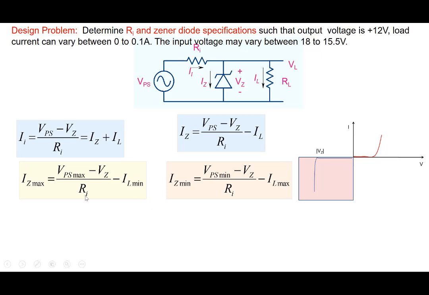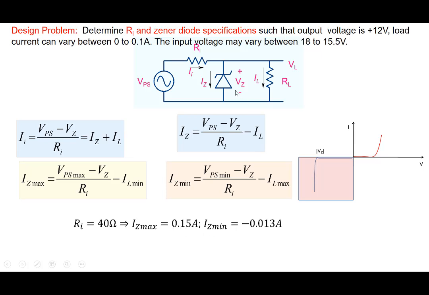And how to choose Ri, because if we choose an Ri of a particular value, it will result in particular values of Iz max and Iz min. And those values may be realistic or unrealistic depending on how we have chosen Ri. As an example, if I choose Ri equal to 40 ohm, since we are given VPS max and IL min and everything given, we find Iz max is 0.15 amperes and Iz min is minus 0.013 ampere here. And so Iz max is not an issue.